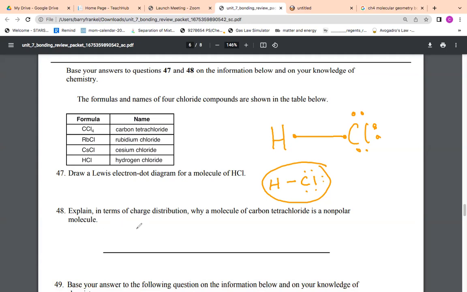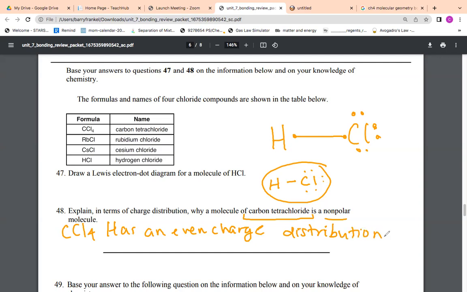And number 48, explain in terms of charge distribution why a molecule of carbon tetrachloride is a nonpolar molecule. I actually don't even need to know what this thing looks like, okay? Because they're telling me that it is nonpolar. If something is nonpolar, it means it automatically has even charge distribution. So I'm just going to write CCl4. You can write out carbon tetrachloride, but you should know what the formula is because you know how to name stuff. CCl4 has an even charge distribution. And this is what makes it nonpolar.